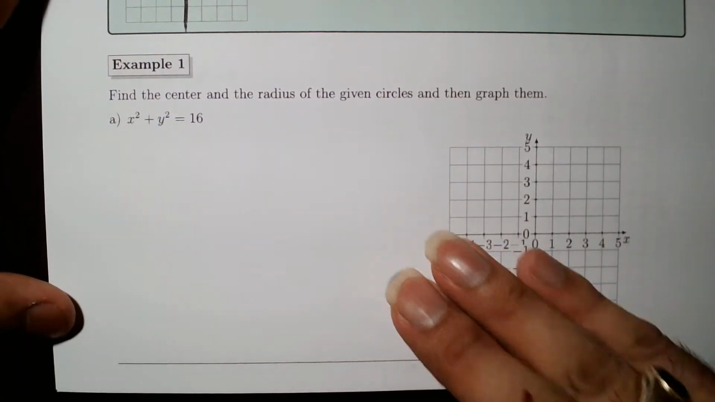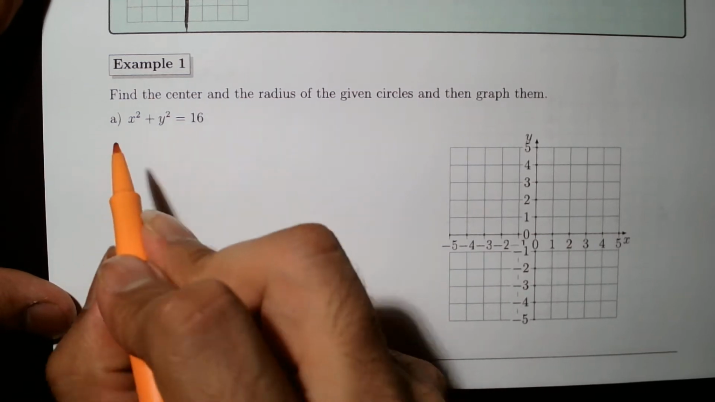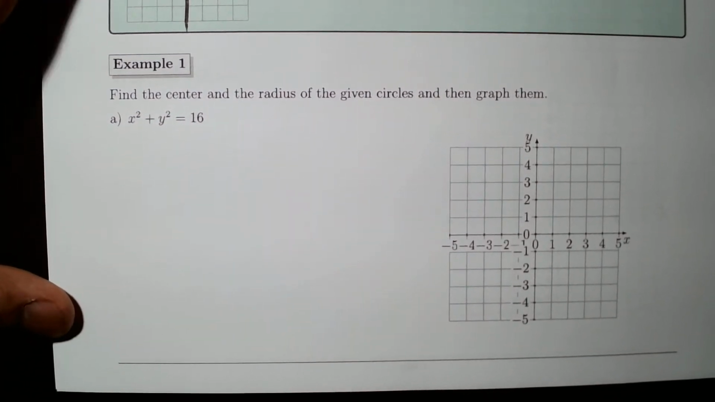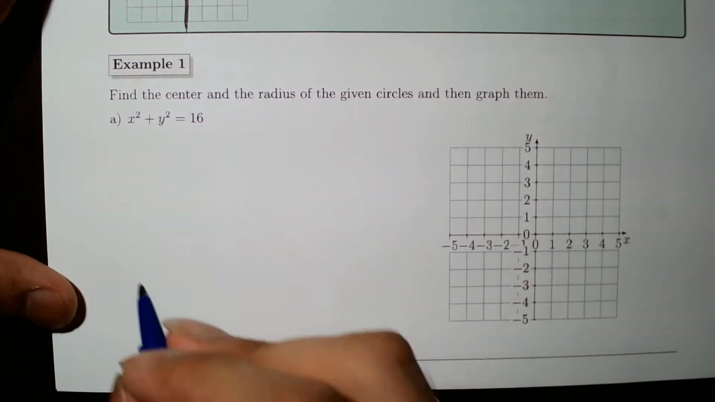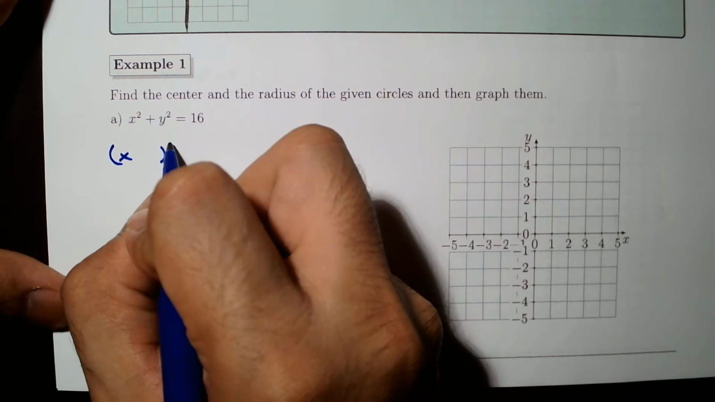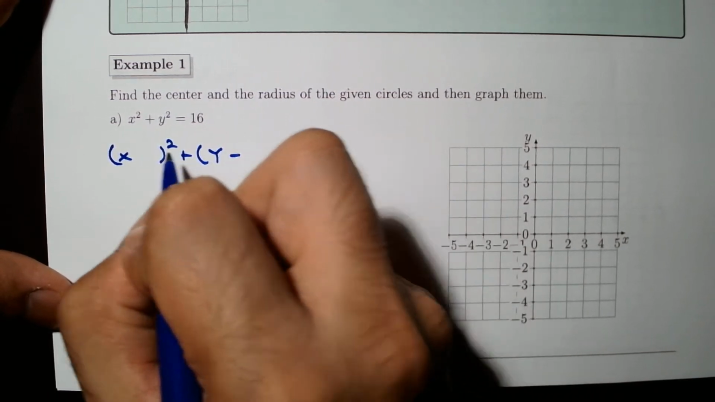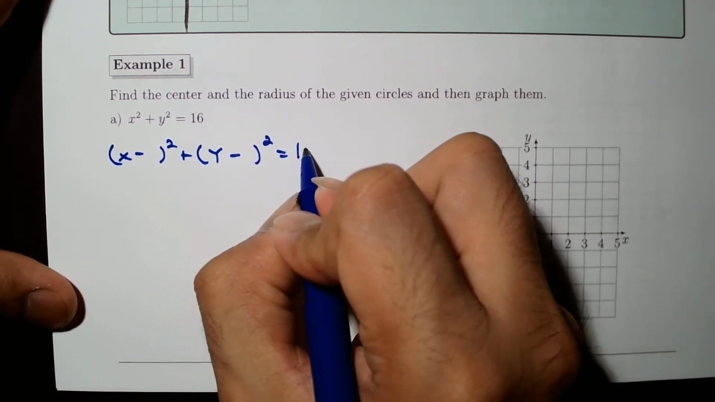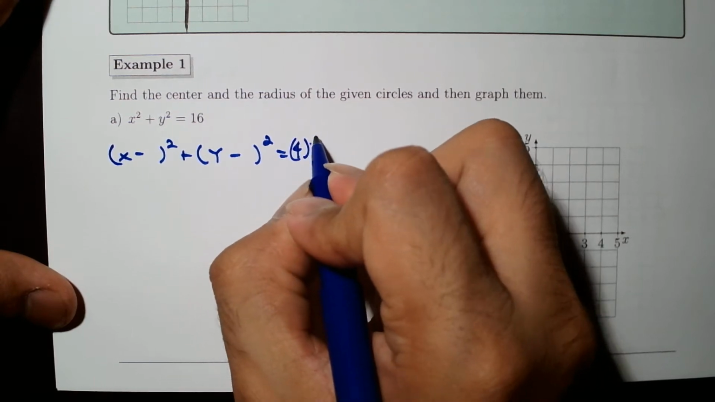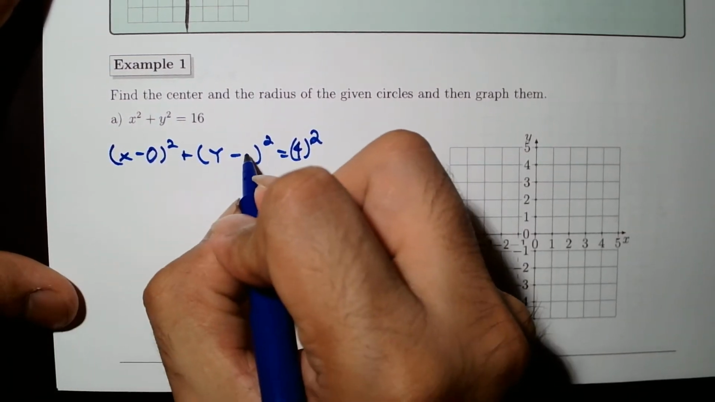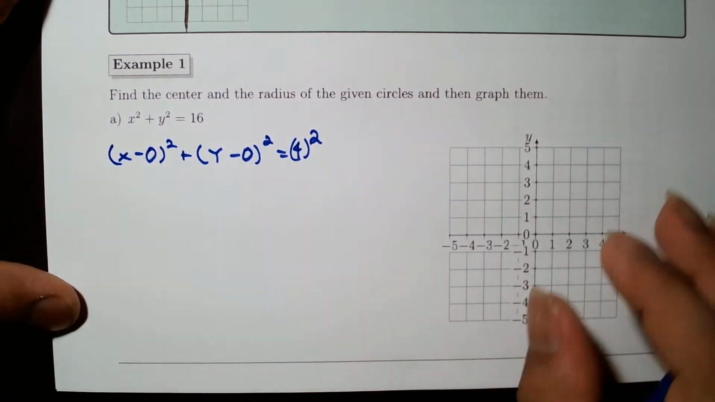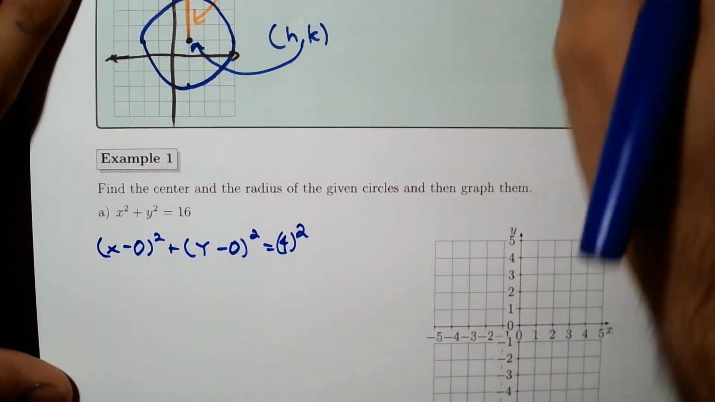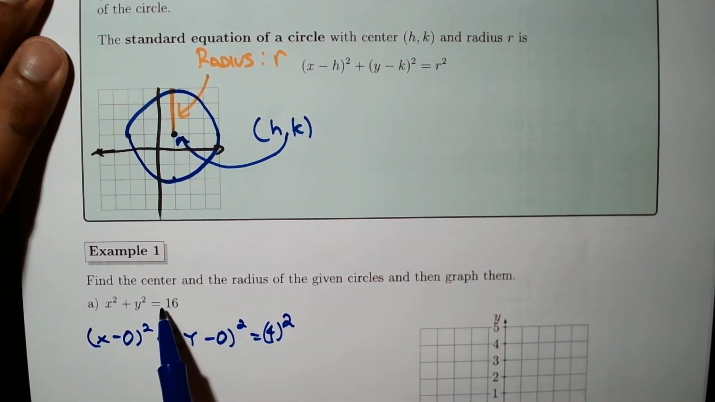Okay, how are we going to graph circles? Let's find the center and the radius and then graph them. So let's look at the simplest case. In this case, when we see x squared plus y squared, there's something here that has to be understood. I'm going to rewrite it in this way. This x squared is the same as saying (x minus 0) squared, and this y squared is the same as saying (y minus 0) squared. And the number 16, because in the standard equation we have r squared, is the square of the radius of the circle.